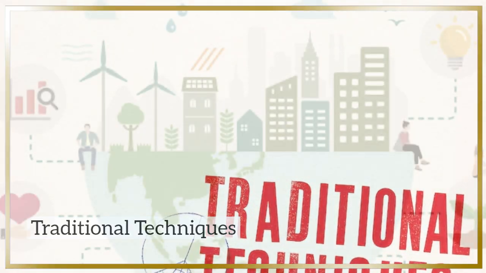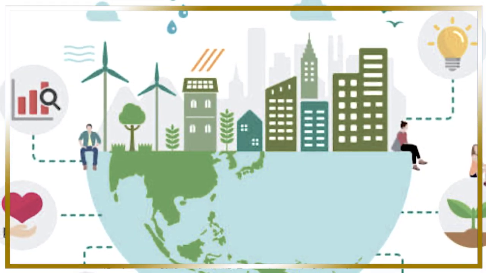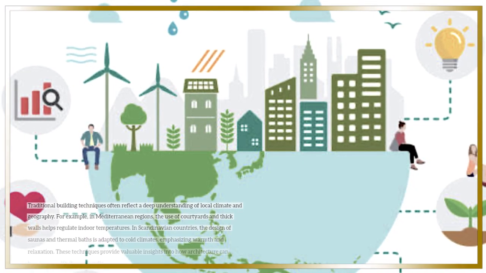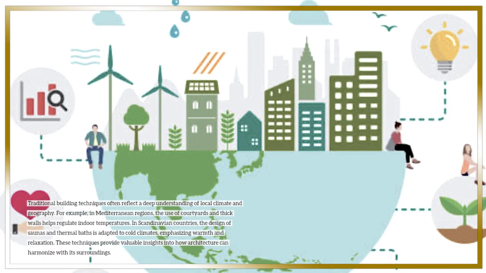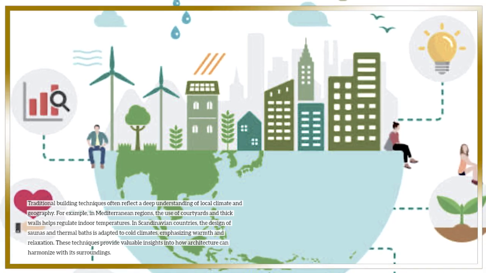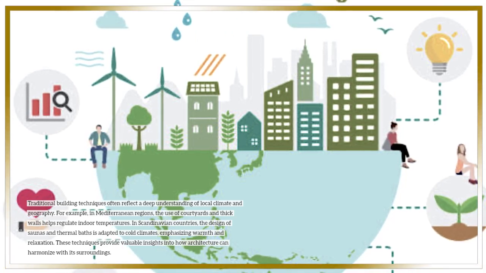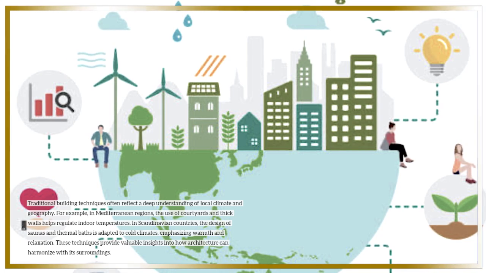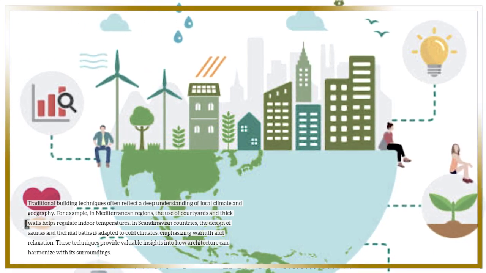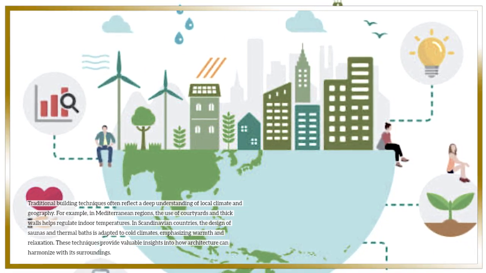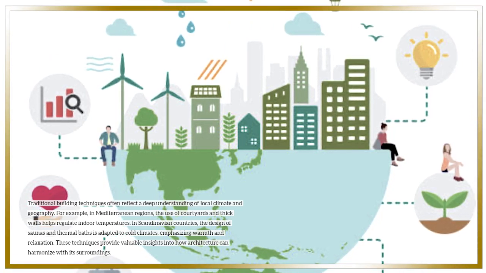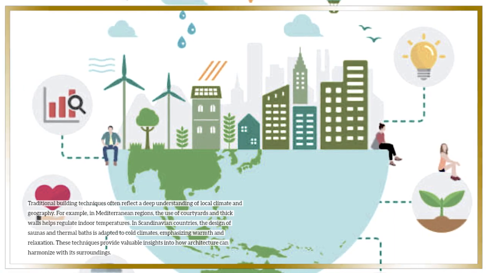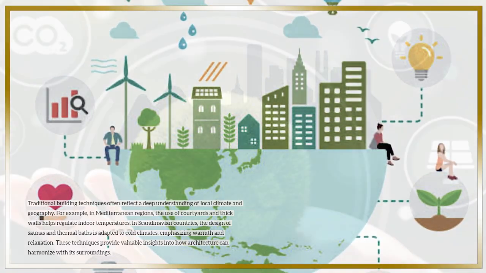Traditional techniques. Traditional building techniques often reflect a deep understanding of local climate and geography. For example, in Mediterranean regions, the use of courtyards and thick walls helps regulate indoor temperatures. In Scandinavian countries, the design of saunas and thermal baths is adapted to cold climates, emphasizing warmth and relaxation. These techniques provide valuable insights into how architecture can harmonize with its surroundings.